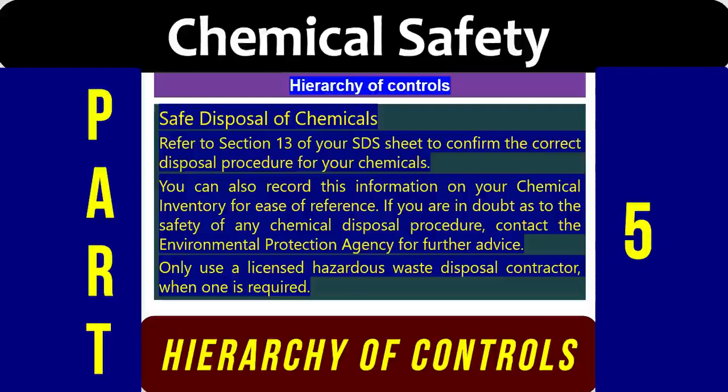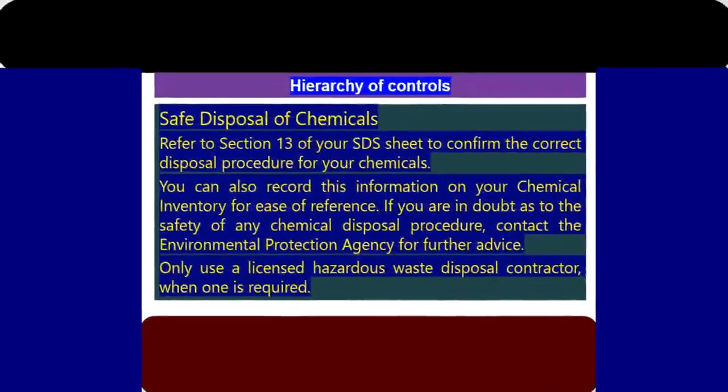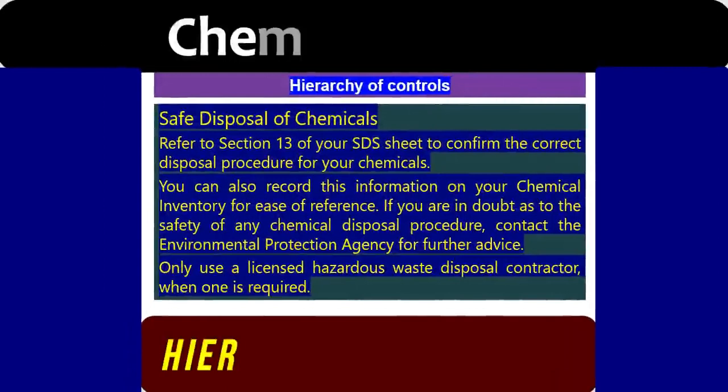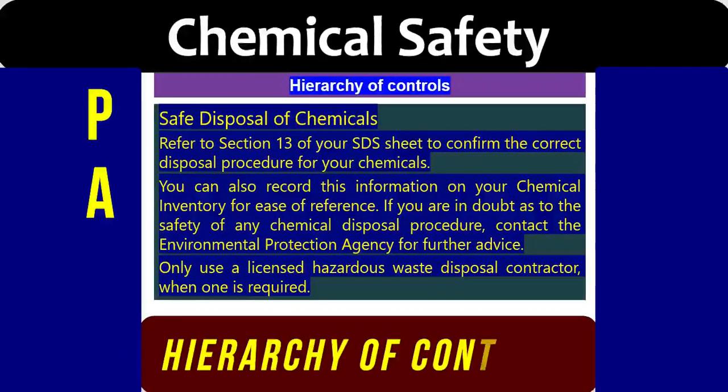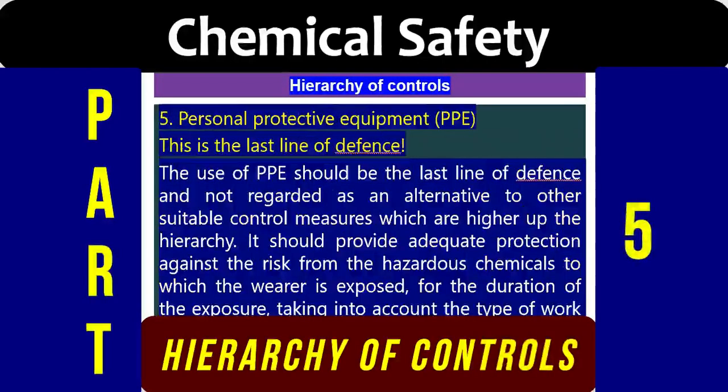If you are in doubt as to the safety of any chemical disposal procedure, contact the Environmental Protection Agency for further advice or the chemical manufacturer or the supplier. Only use a licensed hazardous waste disposal contractor when you need to dispose of chemicals from your site. After discussing the administrative control, let us discuss now the last point, personal protective equipment.